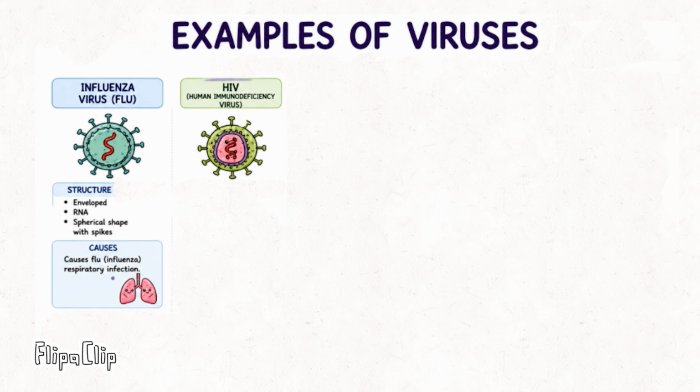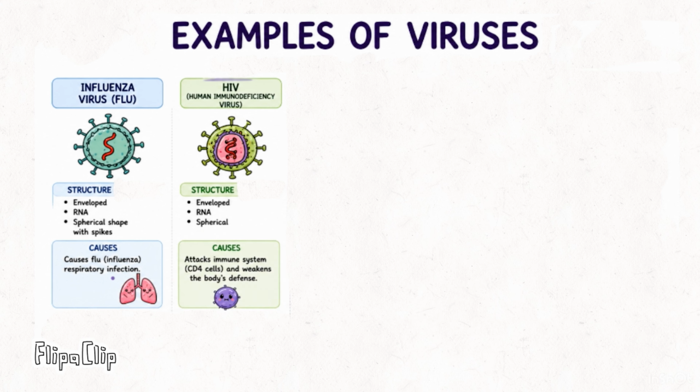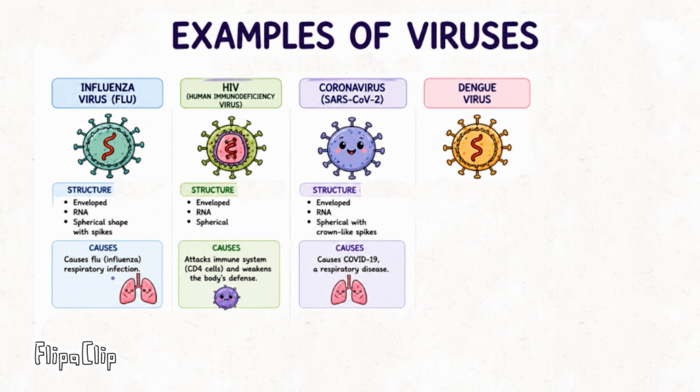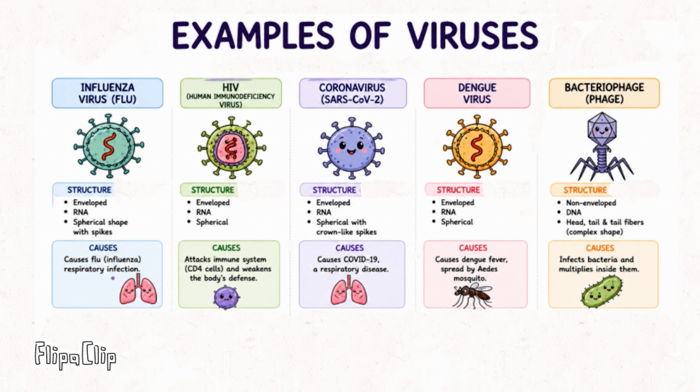Influenza virus causes flu with fever and cough. HIV attacks the immune system and weakens the body's defense. Coronavirus affects the respiratory system, while dengue virus spreads through mosquitoes and causes high fever and body pain. And bacteriophages, they infect bacteria, not humans.